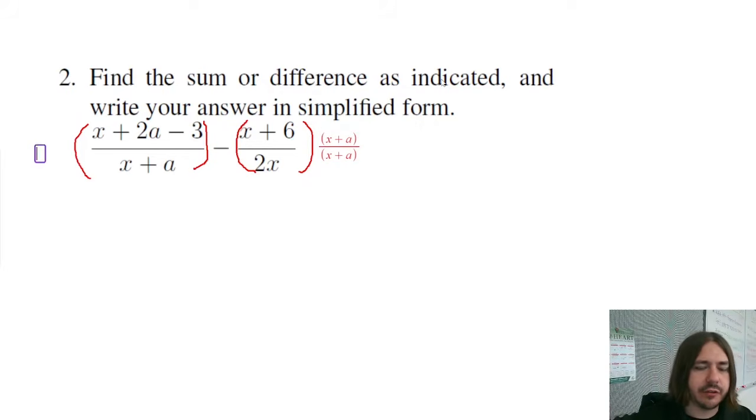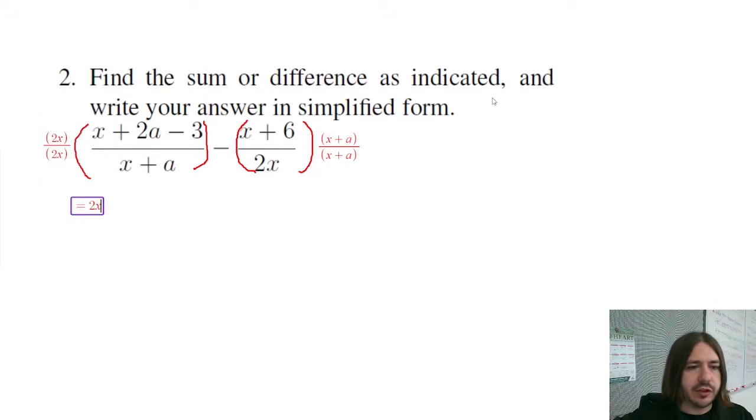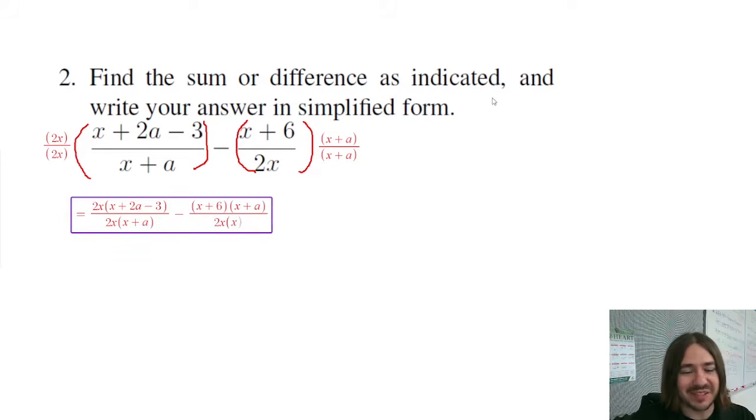And I'll multiply this other fraction by 2x over 2x. So let's go ahead and multiply that out and write this as just one big expression here. So we've got 2x times x plus 2a minus 3, all over 2x times x plus a, minus x plus 6 times x plus a, over 2x times x plus a.